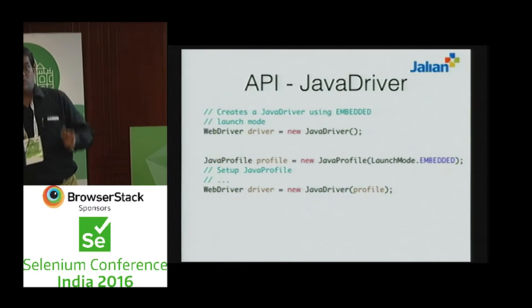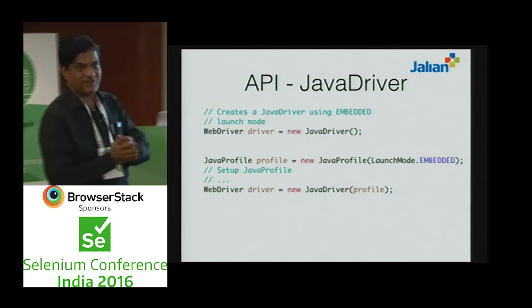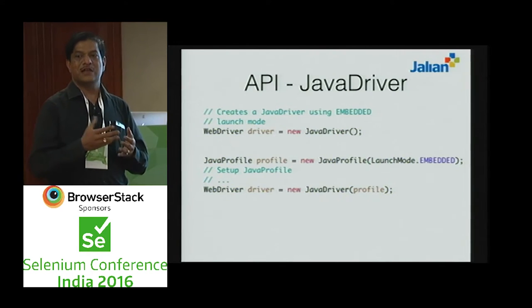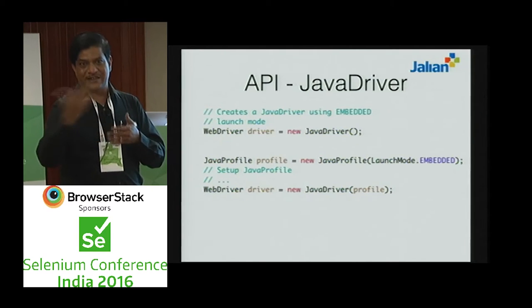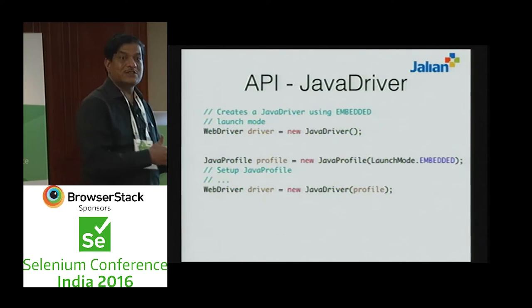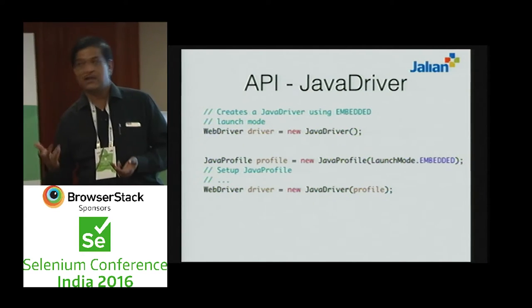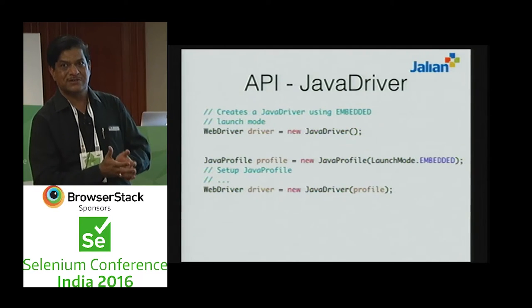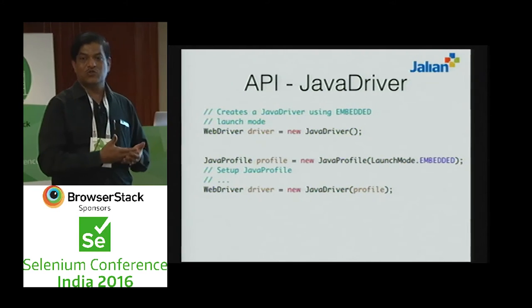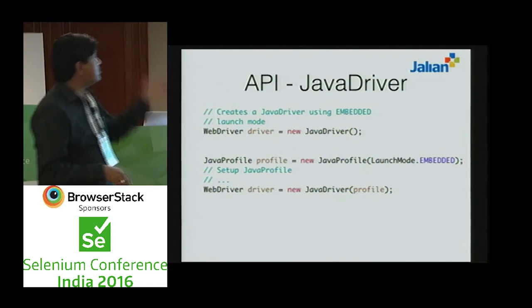So how does the API look like? Like I said, there are only two differences. How do we create a Java driver? Basically, for a web application, once we create a Firefox driver, Firefox is launched and then done. But Java applications can be launched in multiple fashions. It can be a web start application, it can be an applet, or it can be a regular batch file, or somebody bundled it as an executable and gave it to us. So there is a mechanism by which we should provide it, right? So this is what it is.